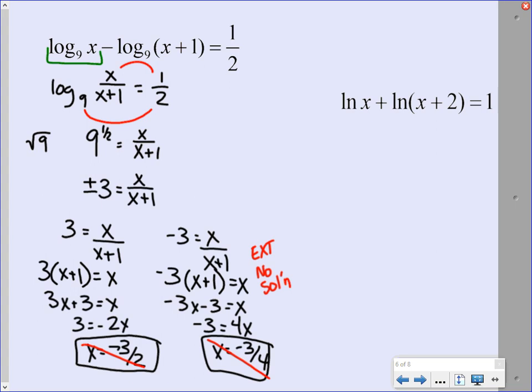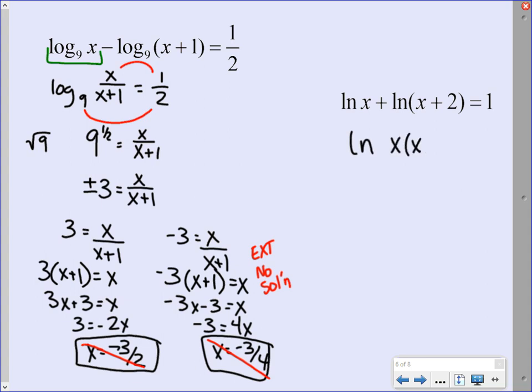One other one just really quickly, and I'm not going to work out the whole solution here, but just to give you an idea because you'll see one like this on your homework. Natural log x plus natural log x plus 2 equals 1. You would tell me to start by condensing it, right? So that would be the natural log of x times x plus 2 equals 1.